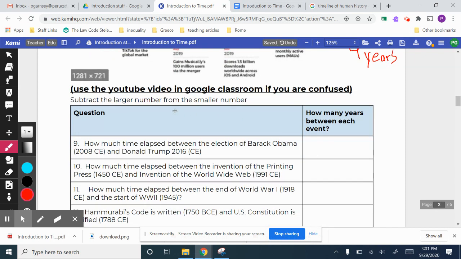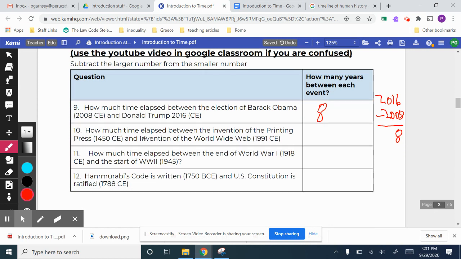This stuff is pretty simple. You just subtract the smaller number from the larger number. So how much time elapsed between the election of Barack Obama and the election of Donald Trump? You just take the larger number, 2016, and subtract the smaller number, 2008, and you get 8. It is 8 years between the election of Barack Obama and the election of Donald Trump.